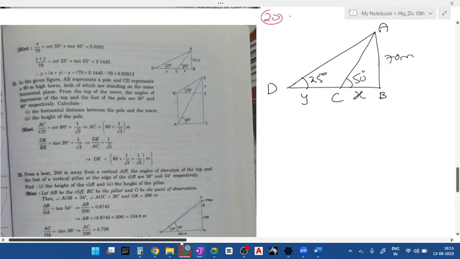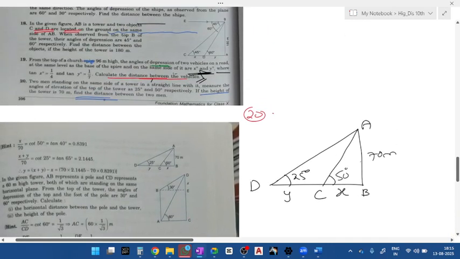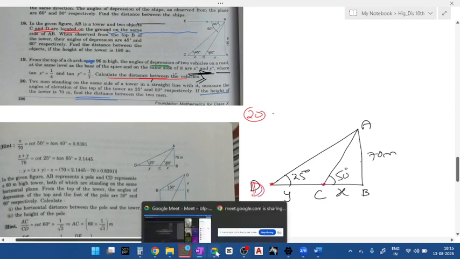Okay. So we have two values. What are we supposed to find, students? What are we supposed to find here? Find the distance between two men, right? So two men are D and C. D and C are the two men. You have to find the distance between them.